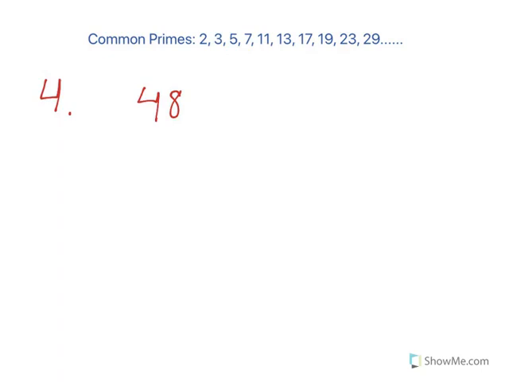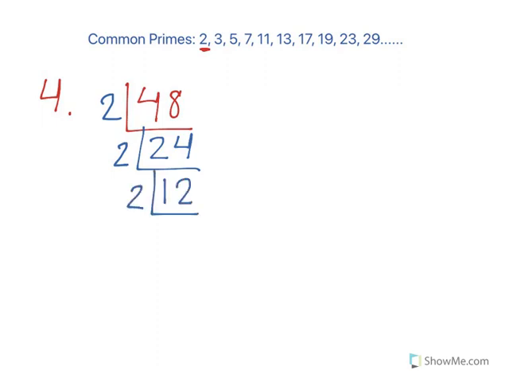Okay, one more quick example, 48. Remember, you might think jump to fours, but always start with your lowest prime, which is 2. 48 divided by 2 is 24. 24 is also divisible by 2. 24 divided by 2 is 12. 12 divided by 2 is 6. 6 divided by 2 is 3. And I know I'm done because 3, my last number, is a prime number.